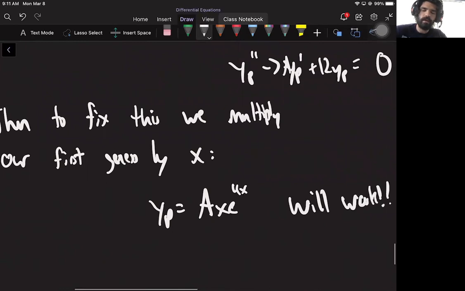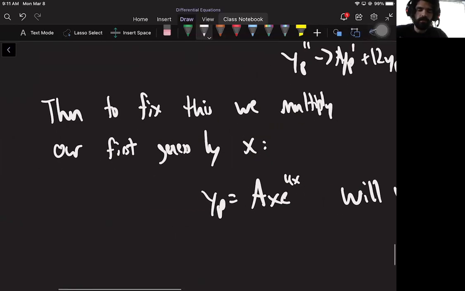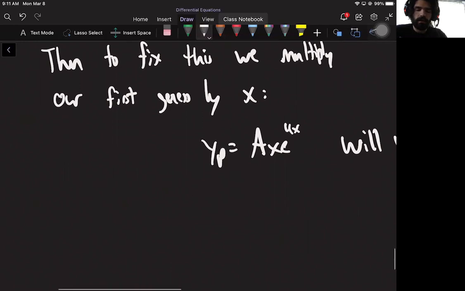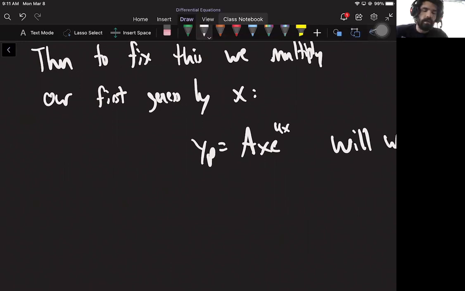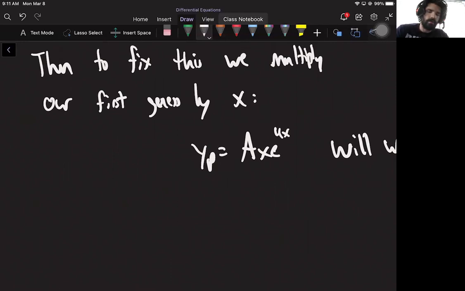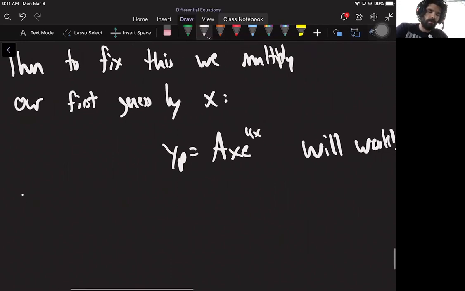So all I have to do is take my guess and multiply it by x, and then it'll magically work. I'm not going to go through the details of why that's working. It's a bit more than is necessary, but you can try to figure out why it's working. Luckily, it does work, and that's all we need to know. So if you plug it in and you solve for a, you will get a particular solution, and that's what we need.